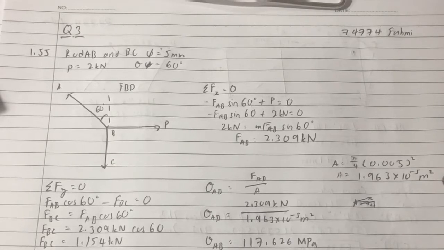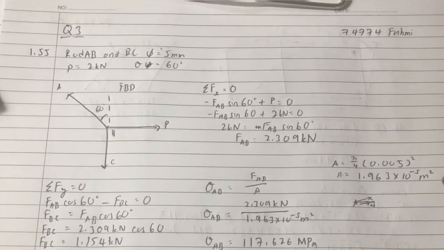So, we know the diameter is given. We use the area equation for a cylinder, pi over 4 times the diameter squared. The area of each rod is the same, which is 1.963 × 10^-5 m². So now we have the area, and we have force AB and force BC.